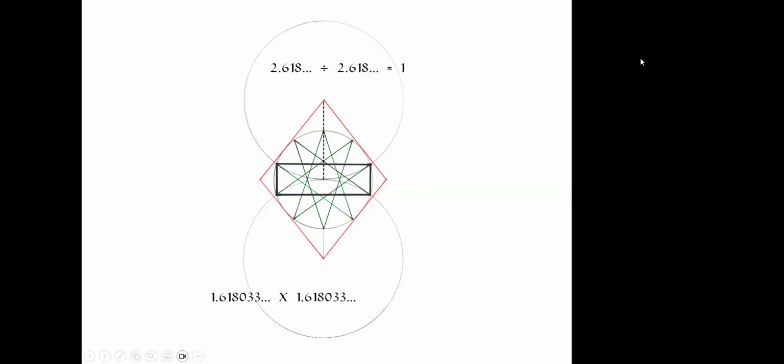Now, just to say what 2.618 is, it's actually phi squared, or golden ratio squared. 1.618 multiplied by 1.618 gives 2.618. This is one of those, I think, bits of mathematical magic that you get with the golden ratio.